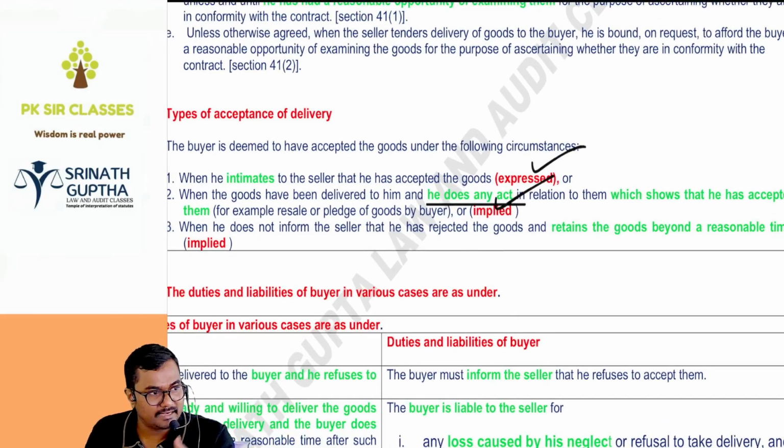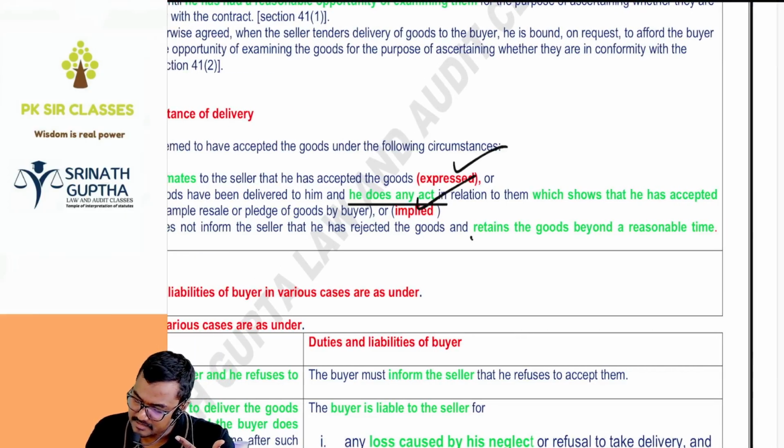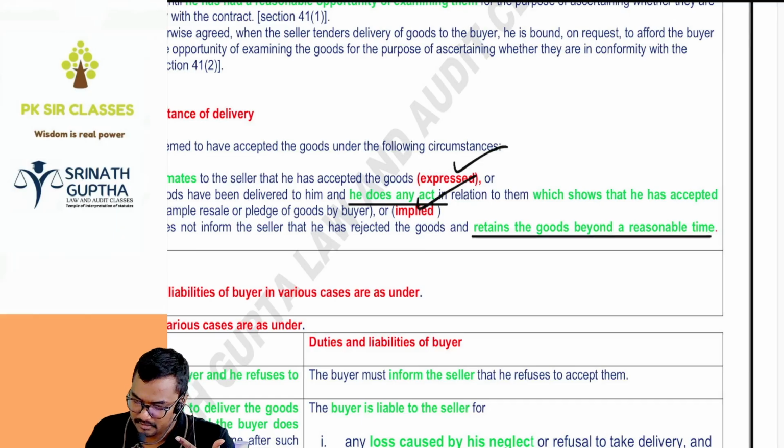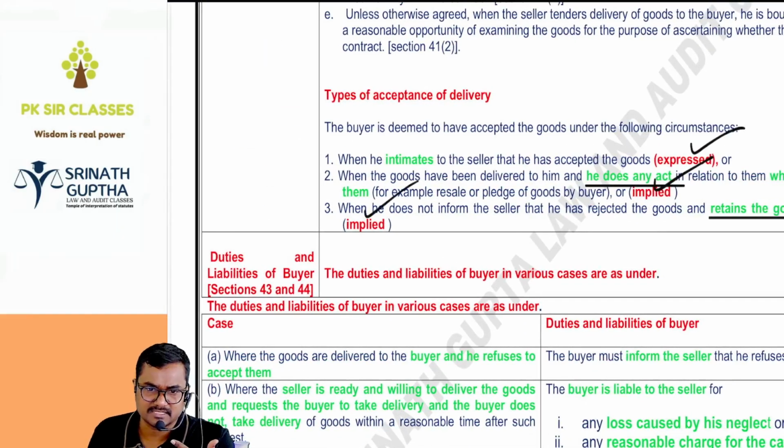Third one. I delivered the goods to the buyer. He's not rejecting, he's keeping it with himself. Whether he's rejecting, no. Whether he's using, no. Whether he's keeping it with himself, yes. Returns the goods beyond the reasonable time. It is also deemed to be acceptance, because if you don't like it, you have to inform.